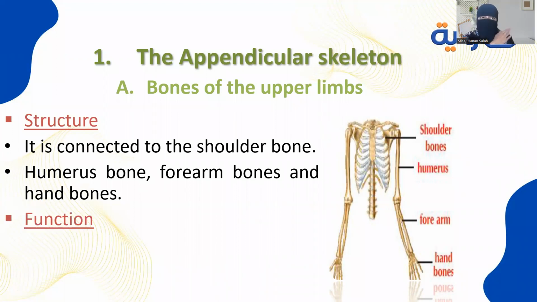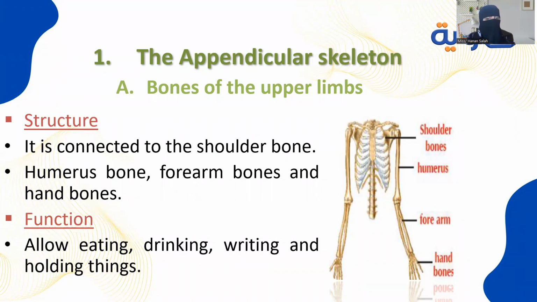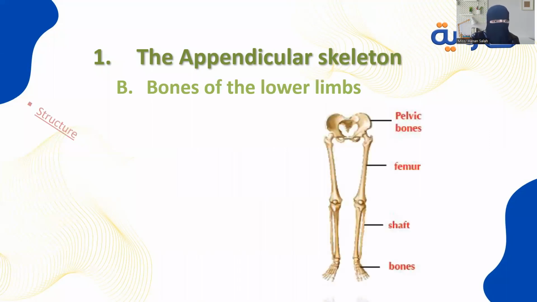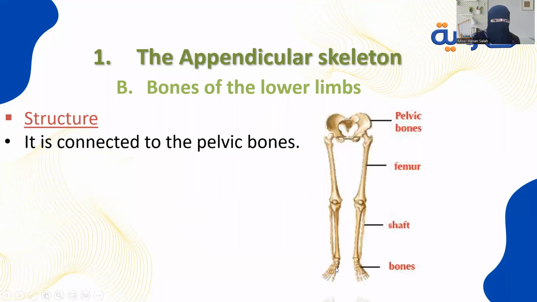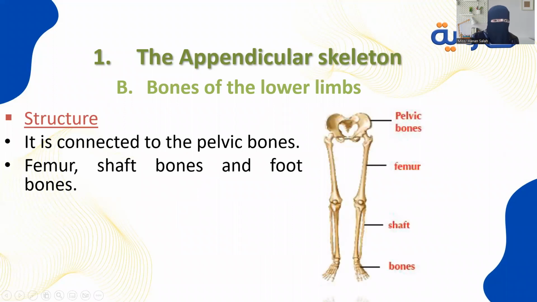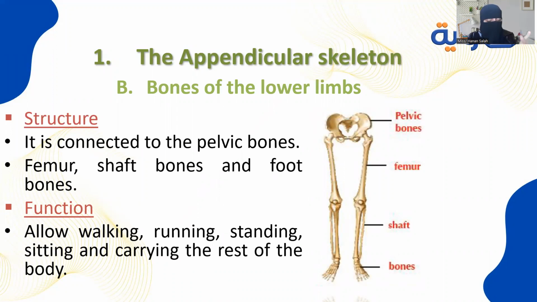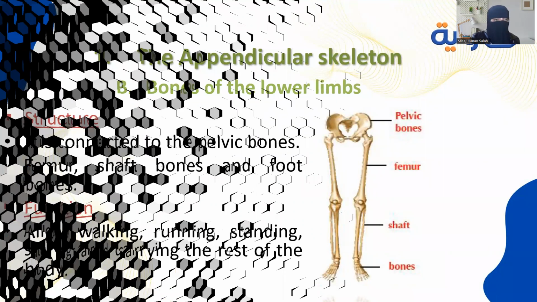They are connected to the shoulder bone. So humerus bone, forearm bone, and hand bones are all connected to the shoulder bones. What about their function? You can use these upper limbs to eat, to drink, to write, and also to hold things. What about the structure of the lower limbs? Lower limbs consist of femur bone, shaft bones, and foot bones, and all of them are connected to the pelvic bones. The lower limbs allow walking, running, standing, sitting, and carrying the rest of your body. So it's very important.